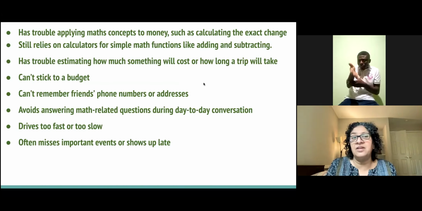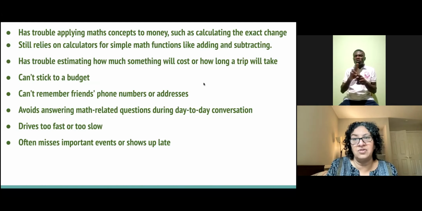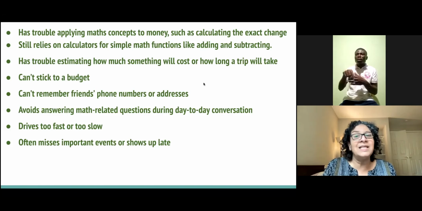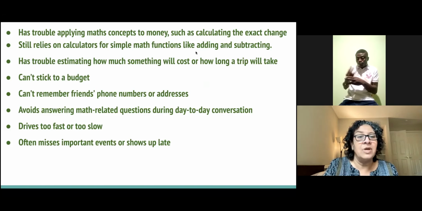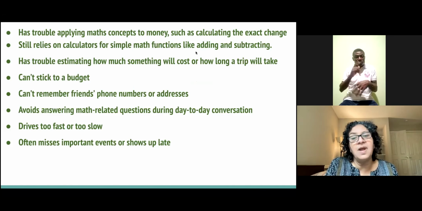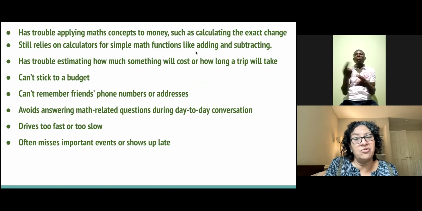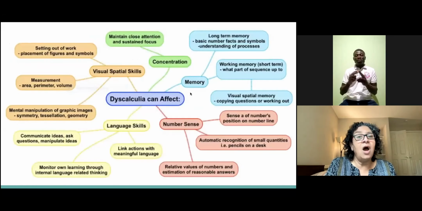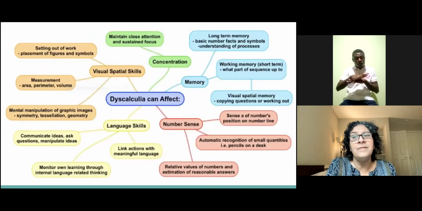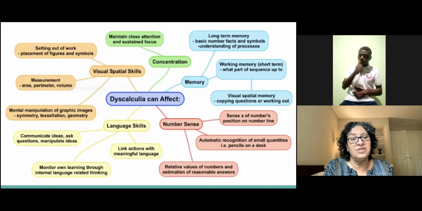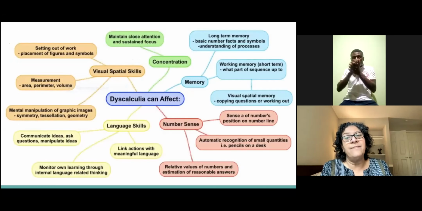They might still rely on calculators for simple math functions like adding and subtracting. Sometimes they have trouble estimating how much something will cost or how long a trip will take. Estimation is not there. Sometimes they can't remember friends' phone numbers or addresses. They may avoid asking math-related questions in day-to-day conversations, and they might be getting late. So how does dyscalculia affect our daily life? Mental manipulation of graphic images, communicating ideas, memory.